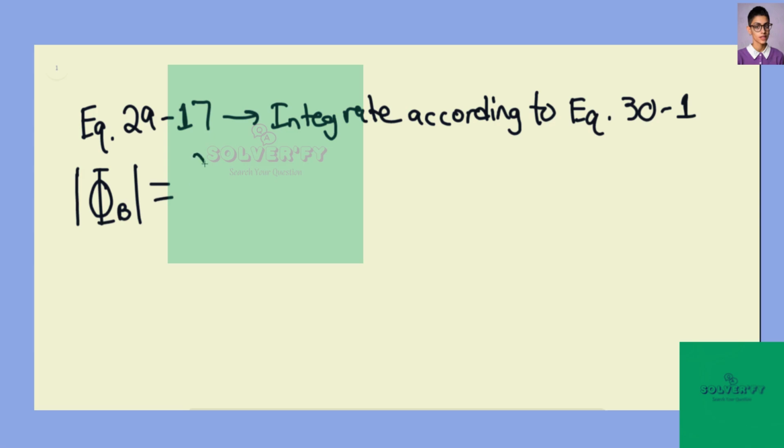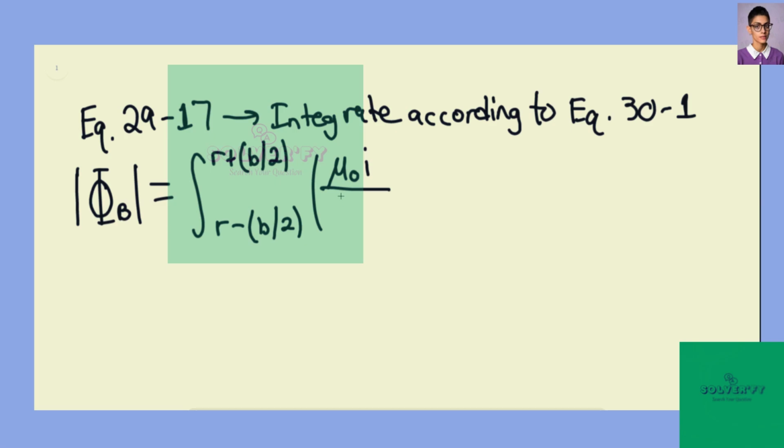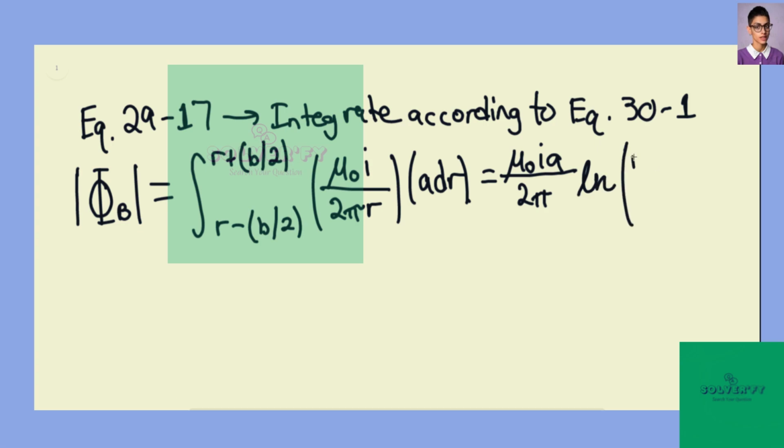is going to be equal to the integral from r minus b over 2 to r plus b over 2. We're going to say that we're integrating the magnetic permeability in a vacuum times the current divided by 2 pi r. This would be multiplied by a dr, and essentially this is going to be equal to the magnetic permeability in a vacuum times the current times a divided by 2 pi multiplied by the natural log of r plus b over 2 divided by r minus b over 2.